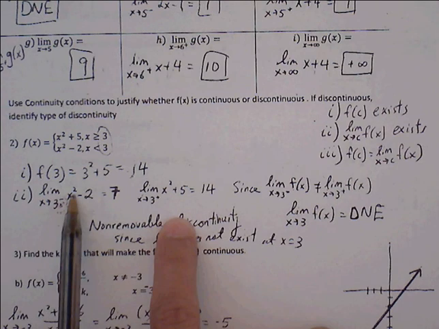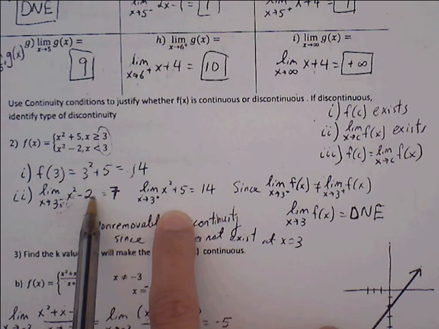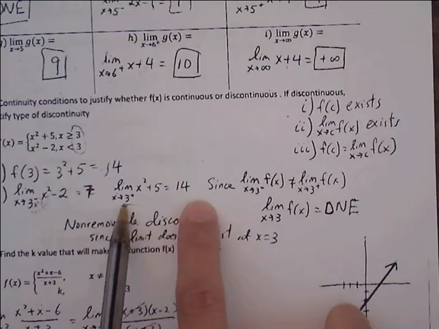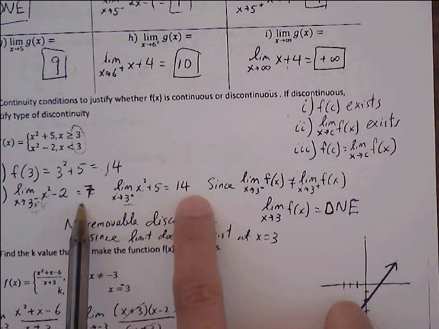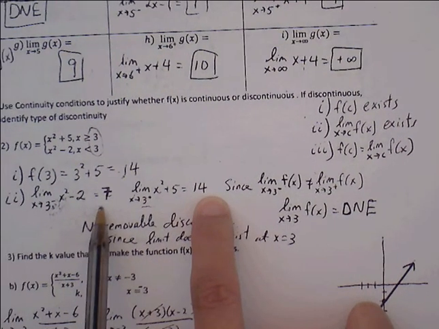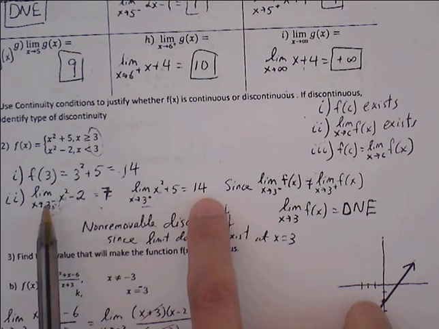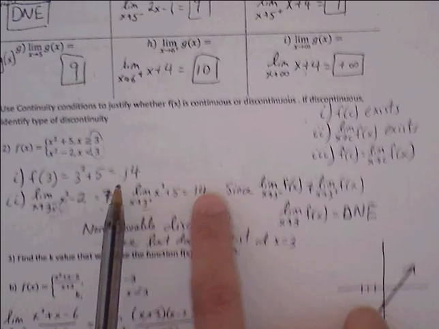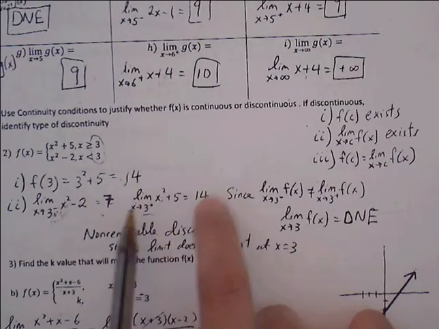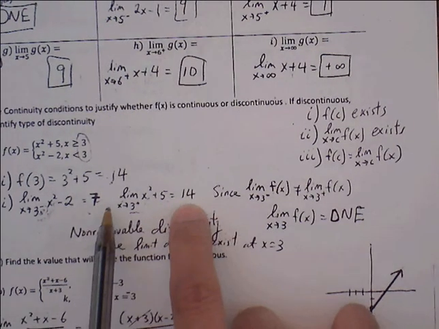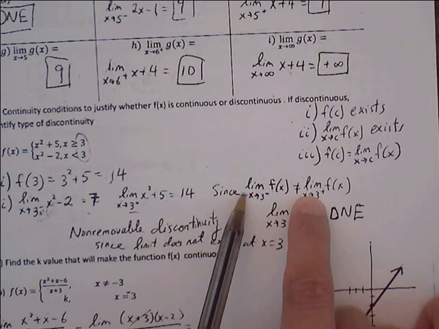So if we plug in 3 for x, we get 9 minus 2, which is 7. If I plug 3 in for x here, I get 9 plus 5, which is 14. We see that these values do not agree. So from the left side of 3, the y value is approaching 7. From the right side of 3, it's approaching 14. So the graph is disconnected. If it's disconnected, we know the limit doesn't exist.